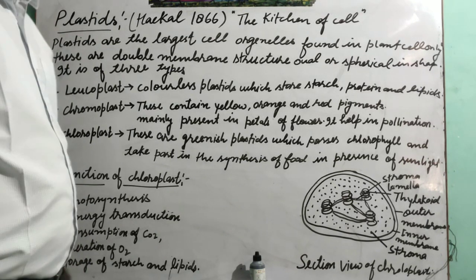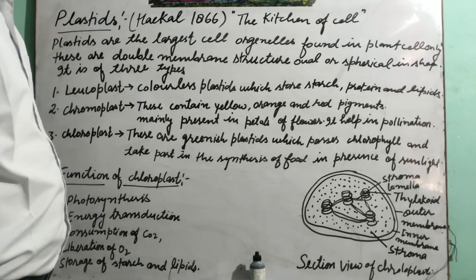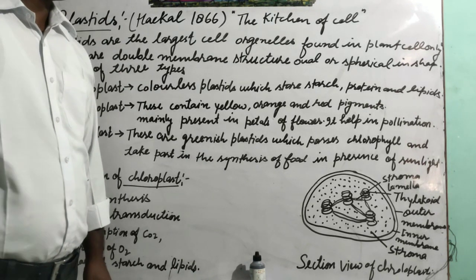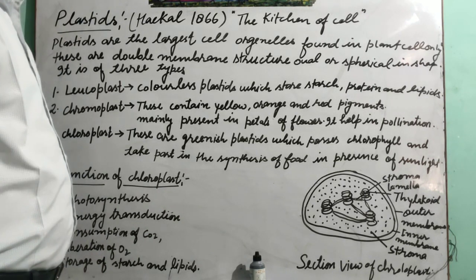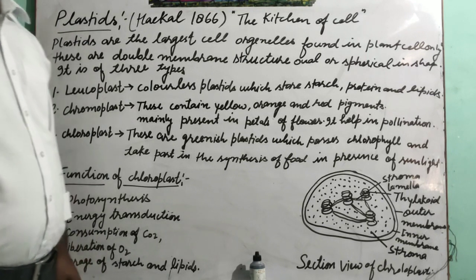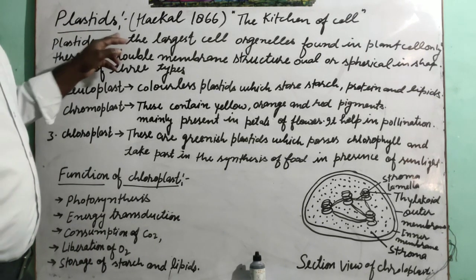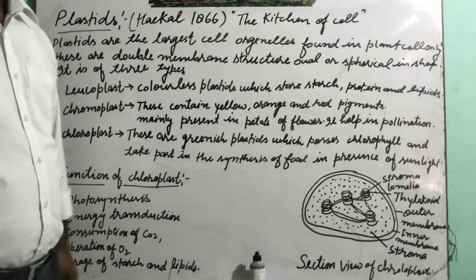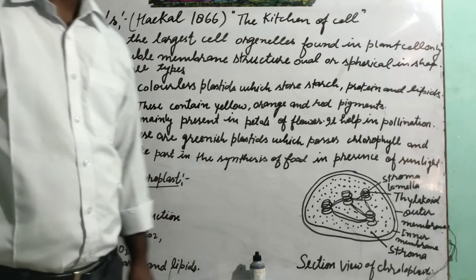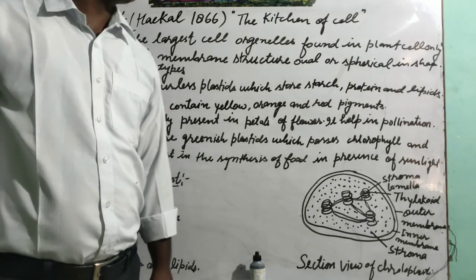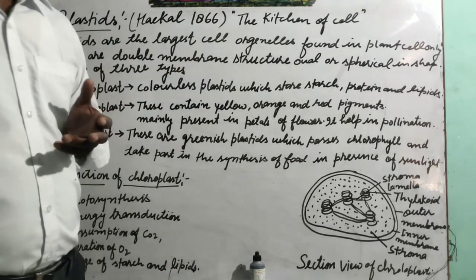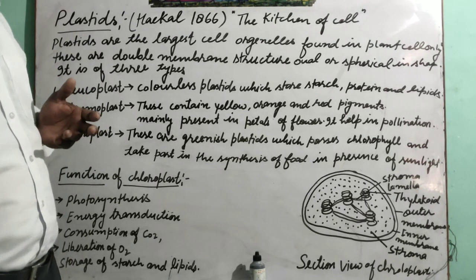Let us see, students, in the previous video we discussed the mitochondria. In this video we will discuss a very important cell organelle, the plastid. As we know, the plastid is found in plants only. It is not found in animal cells. It is found only in plant cells.